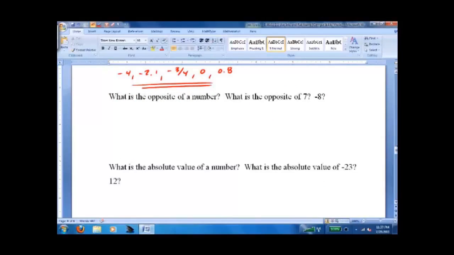What's the opposite of a number? Well, just put a negative out front. If there's already a negative, then you change it to a positive. So the opposite of 7 is -7. The opposite of -8 is +8.